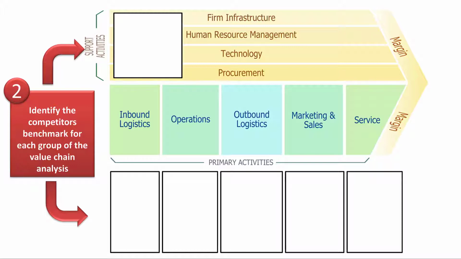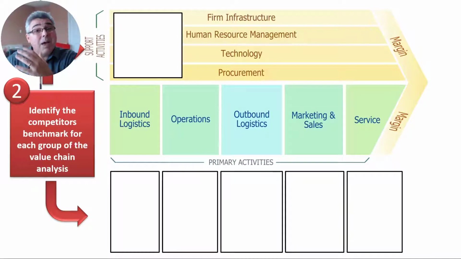Step two is to do the same thing, but focus on the industry benchmark or on the companies in the industry that have the better performance. In step two, you are not focused on the company that you are analyzing, but you shift your focus to the industry, to the better performers in the industry, and try to list how they do each step of the value chain. And try to understand that.